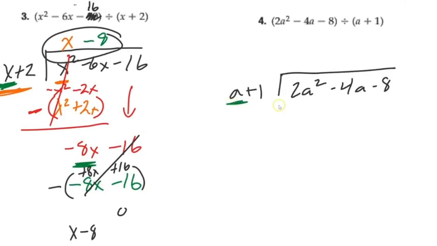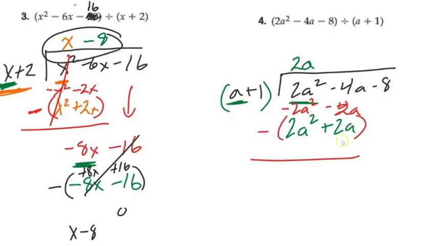All we care about is the first two. We'll multiply a by what to get 2a squared? That would be 2a. I need a 2 and an a. We're going to multiply this 2a by both of them. 2a times a is 2a squared. And 2a times 1 is positive 2a. Then we're going to subtract. I like to distribute so I don't mess myself up. These cancel. Negative 4a minus 2a is a negative 6a. We'll bring this down. Then we repeat the process.